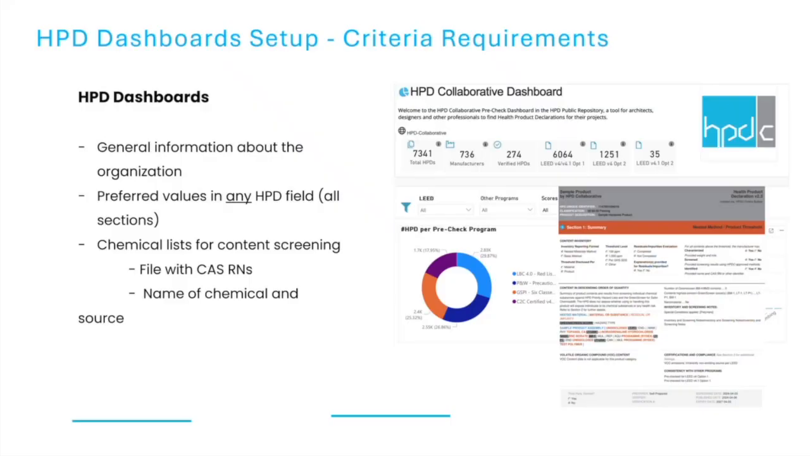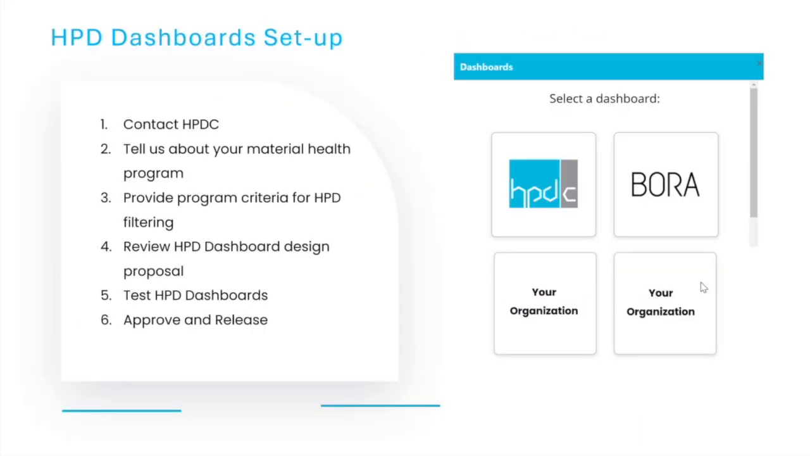And this can be either the lists that are already reported in HPDs, or it can be any red list. If your organization has decided that there are certain chemicals that you would like to avoid when specifying products in projects, then we can certainly implement that and scan HPDs and determine whether an HPD is free of these chemicals or not. And we'll see that in the demo with more examples.